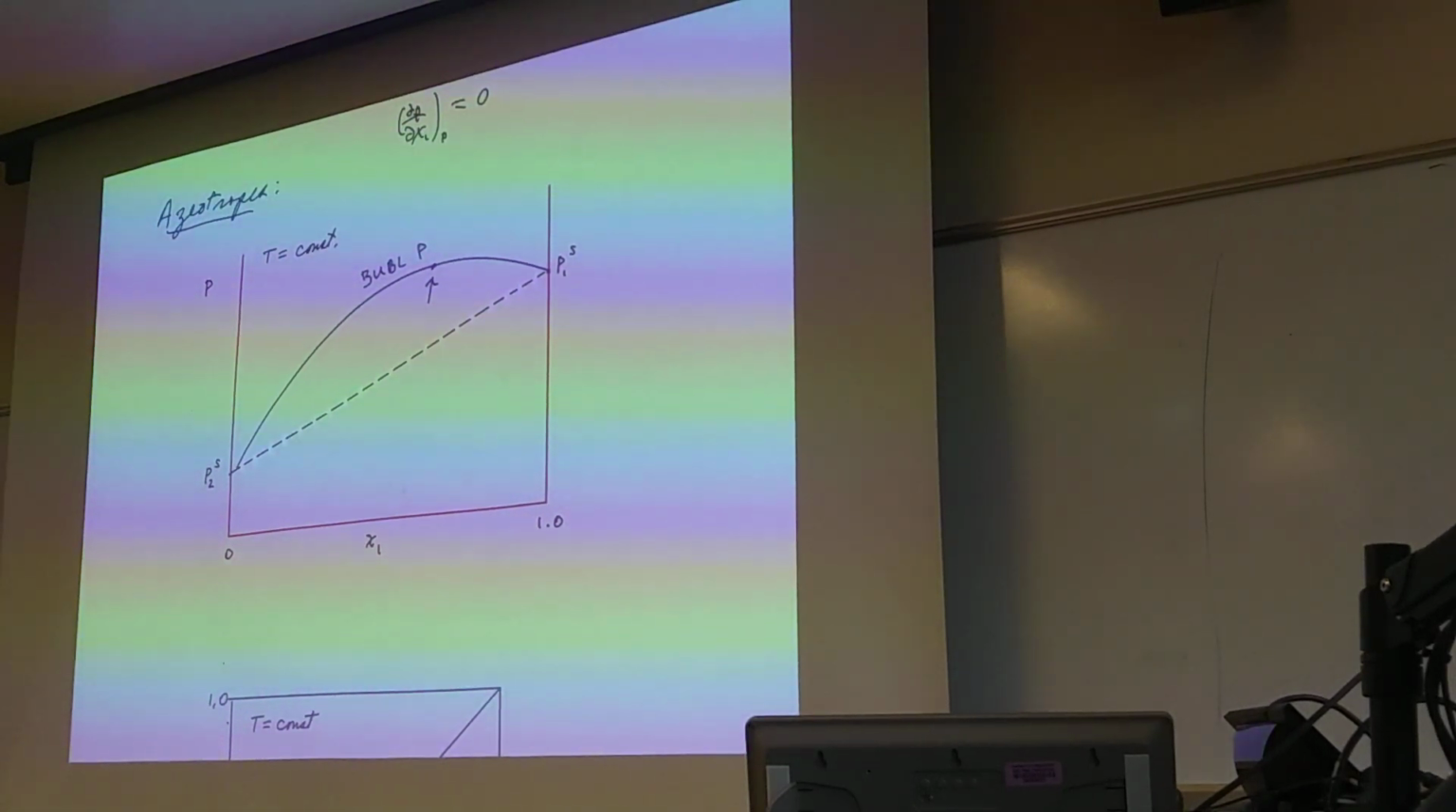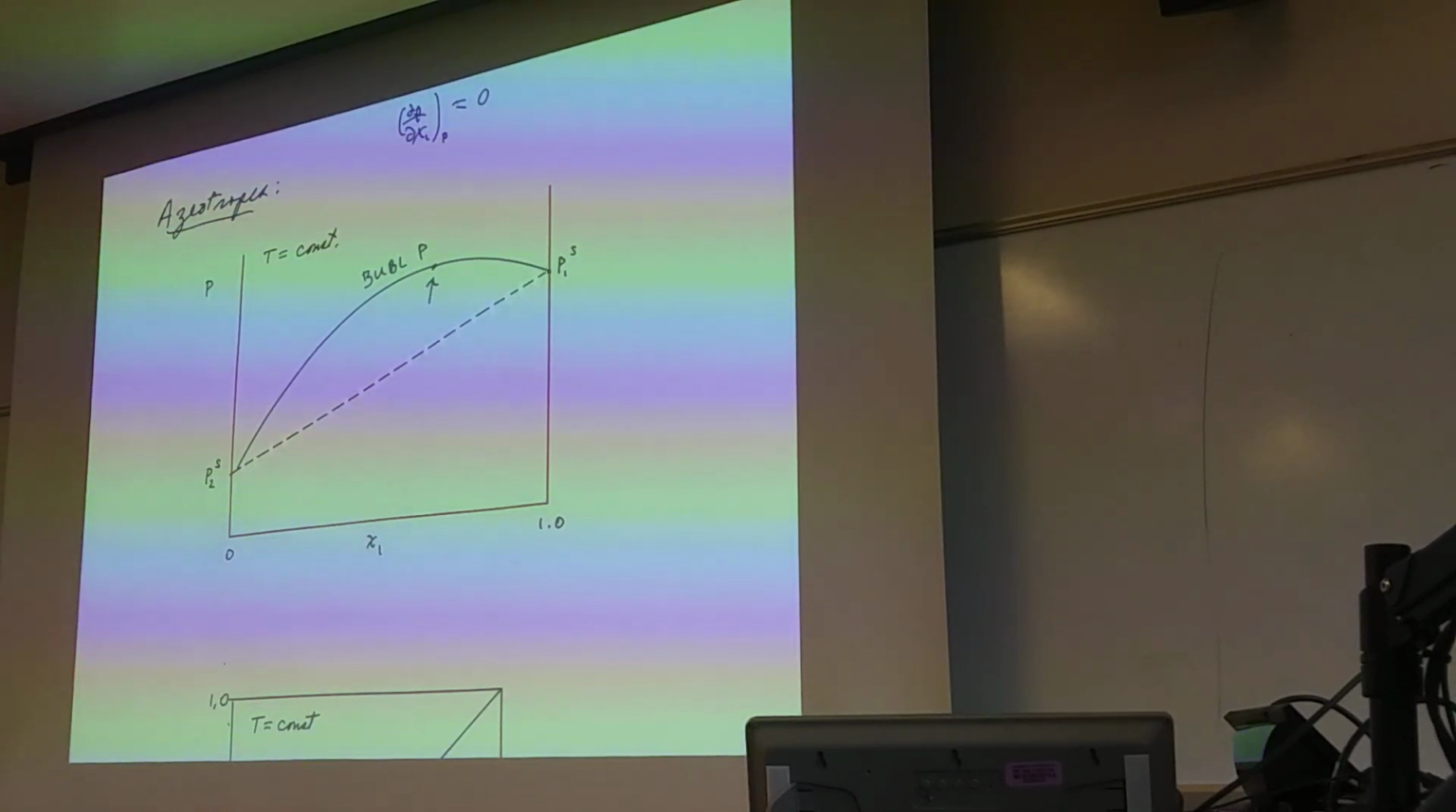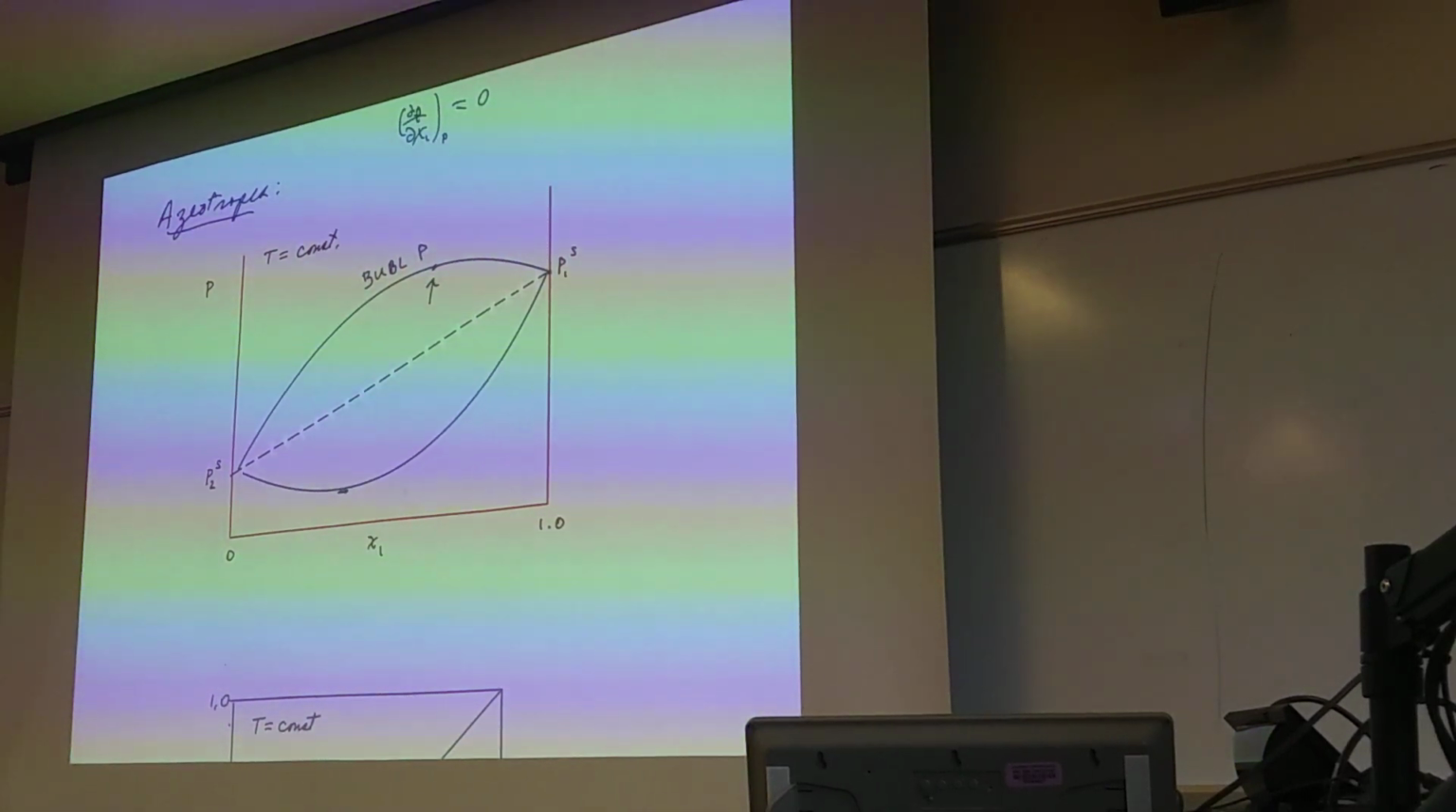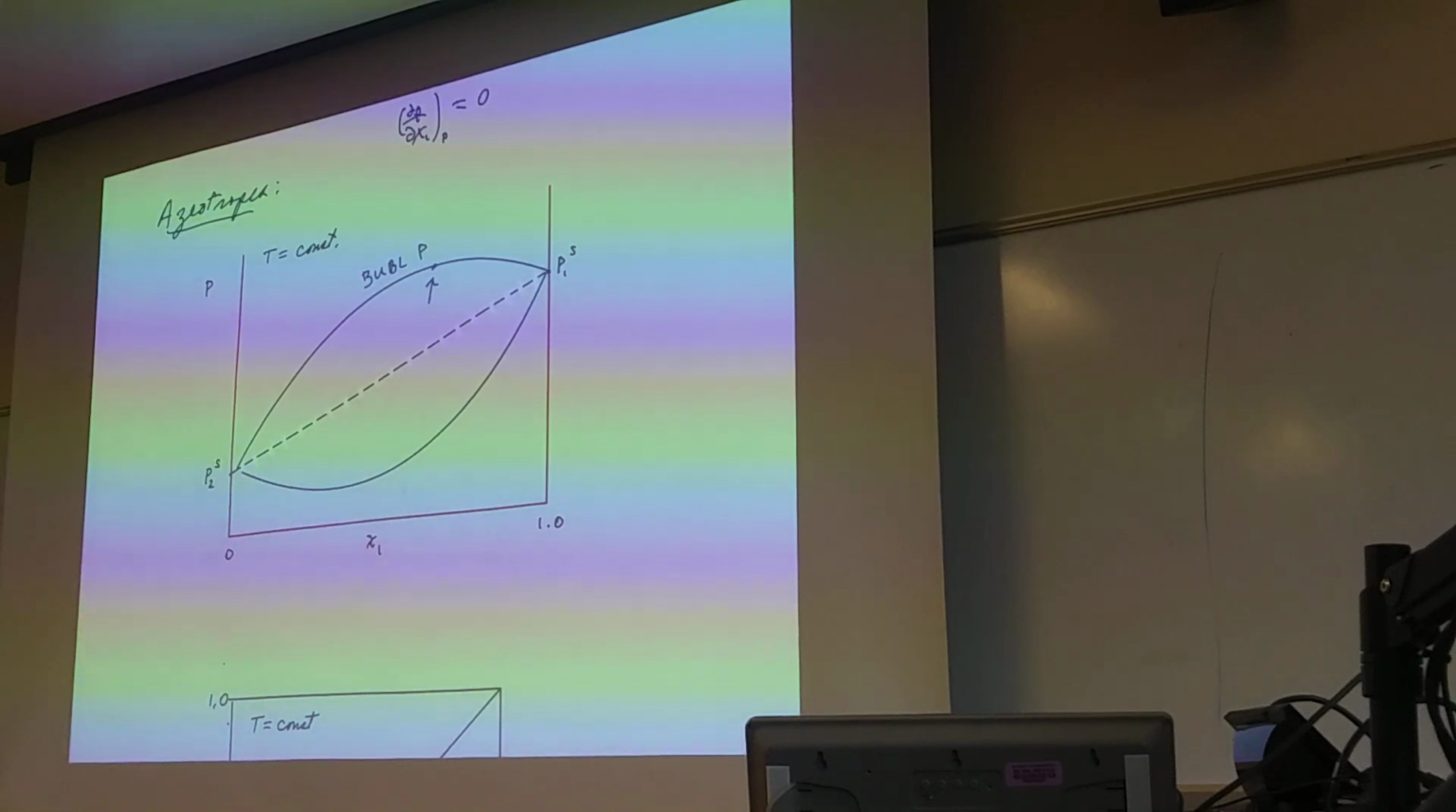That tells me I've got an extremum. If I had negative deviations, I might have something like this. In any case, we can take the extremum in the system's pressure as a defining point for the azeotrope. But a more convenient one is as follows. If I draw the dew point pressure curve in, it has an interesting characteristic. This is what it looks like.